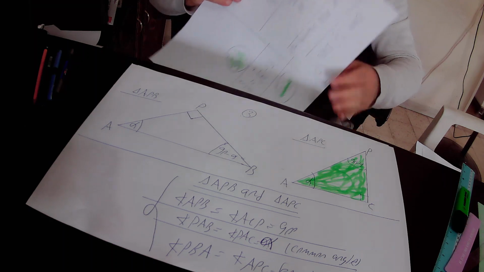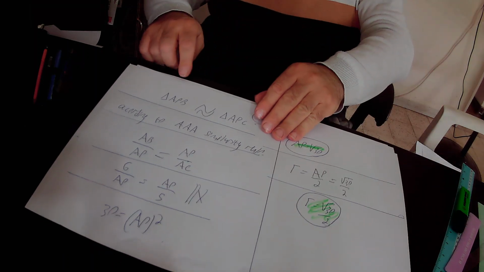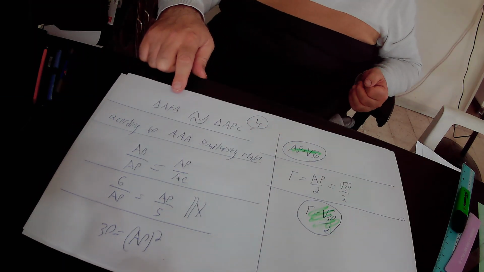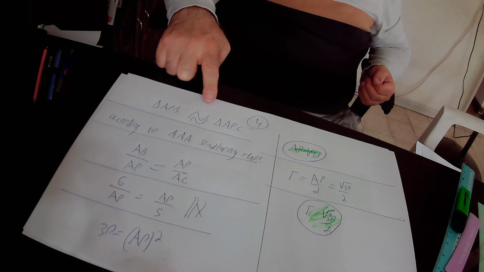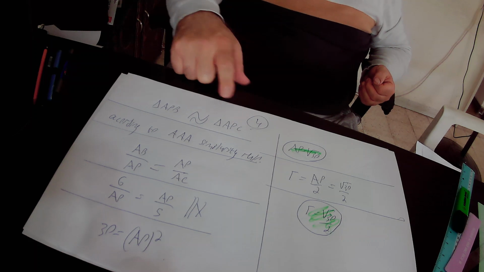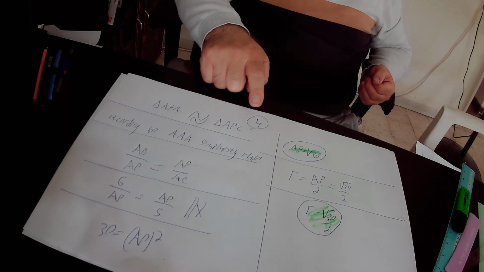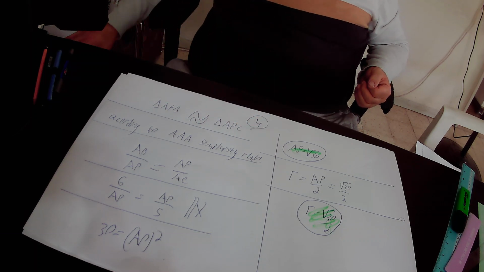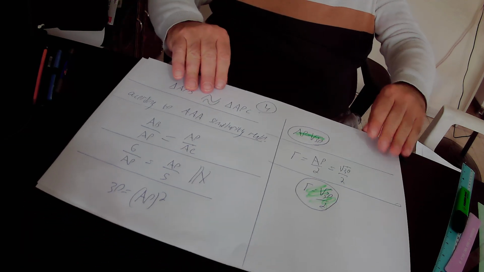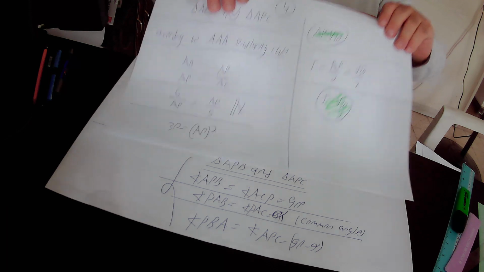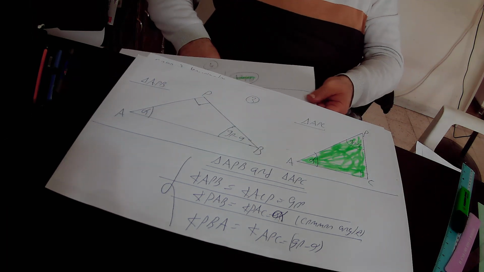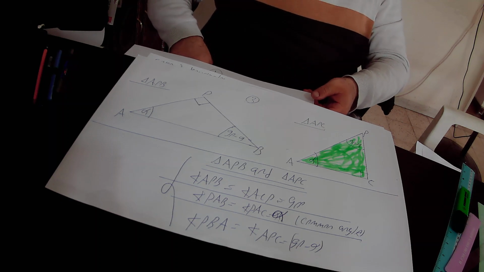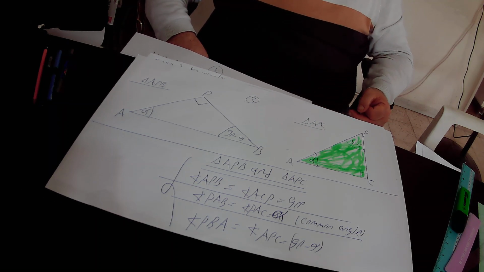Repeat again, we actually proved that the right triangle APB is similar to the green triangle APC according to the angle similarity rule. And from the fact that those two right triangles are similar to each other, we derive that the following relationship exists between their sides.